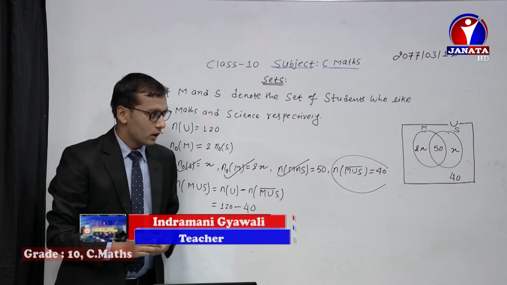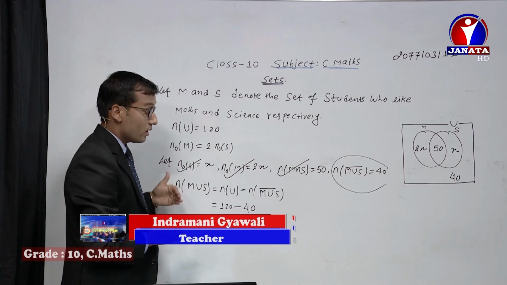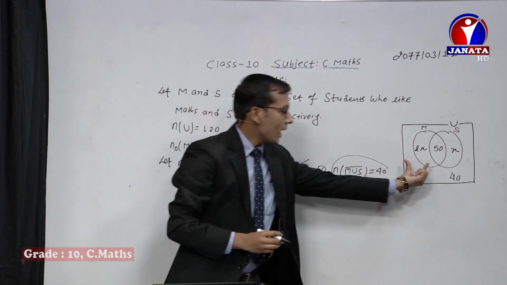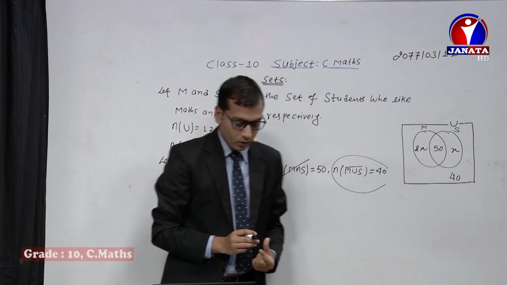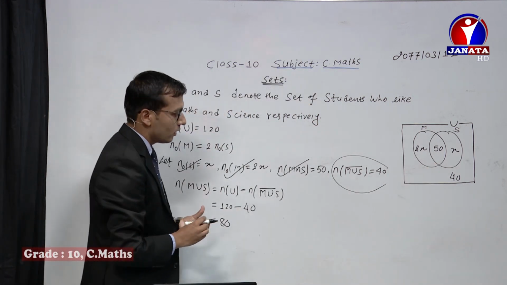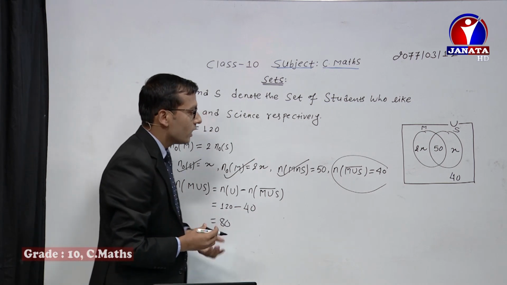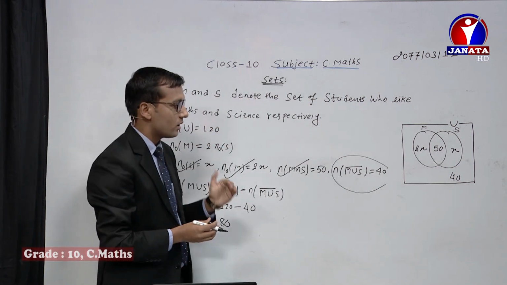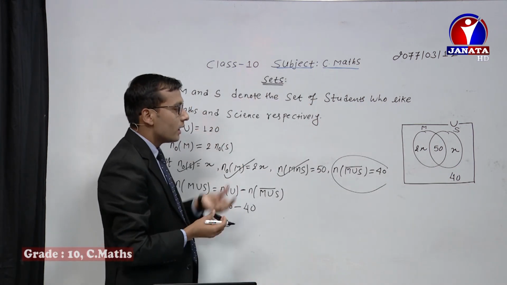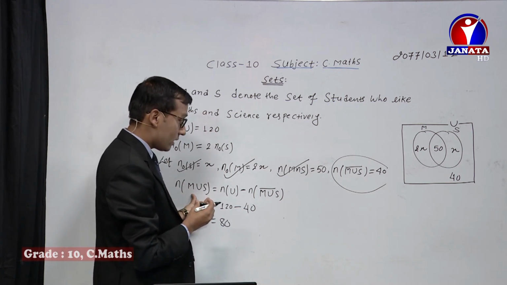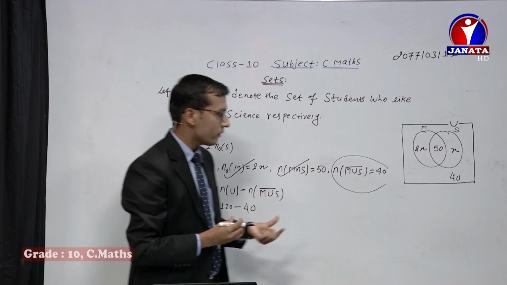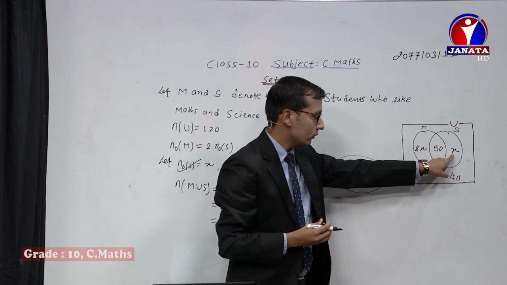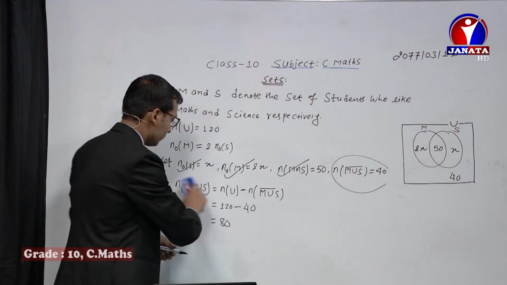So this is the diagram, and here we have represented this information in a Venn diagram. Now with the help of this diagram, we can solve for x. To find the value of x, I already said there are two ways. First way, if we add 2x, 50, x and 40, we get n of U, 120. Or if we use n of M union S, under M union S there are three different regions in the diagram, which are n only M, intersection and n only S.